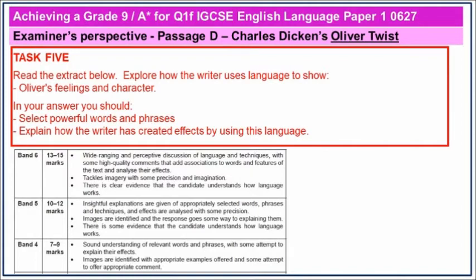So the examiner will have this grid to refer to when marking your response on a best fit basis. Overall, does your response show sound, clear understanding of words and phrases? In which case, it's a band 4. Or is there some genuine insight, some deeper understanding of words and phrases? If yes, it's a band 5. Or is the analysis not just insightful but detailed and wide-ranging? In which case, it could be a band 6.